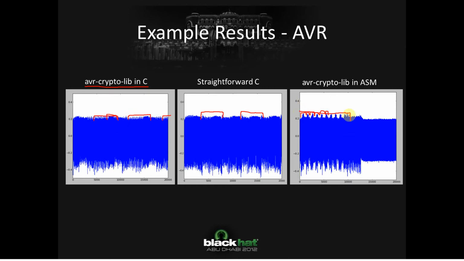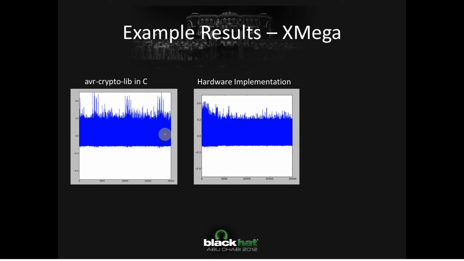So the entire encryption has taken place in this small time span there, whereas in the C version only a few of the rounds of AES have. And it also looks different depending on hardware. Here's an XMega, so that same AVR CryptoLib, and it looks quite different. The XMega is also a lot more dependent on the phase shift you use. This is one of the targets that you have to be careful with.